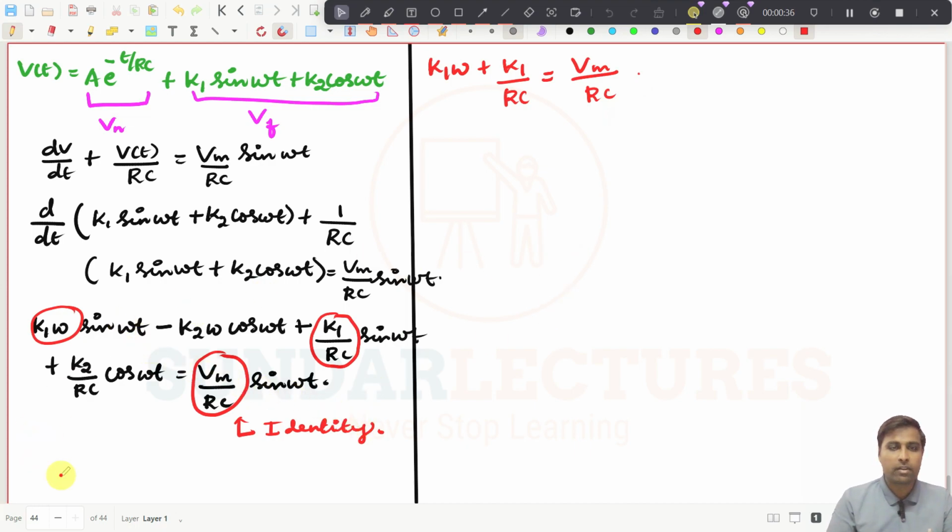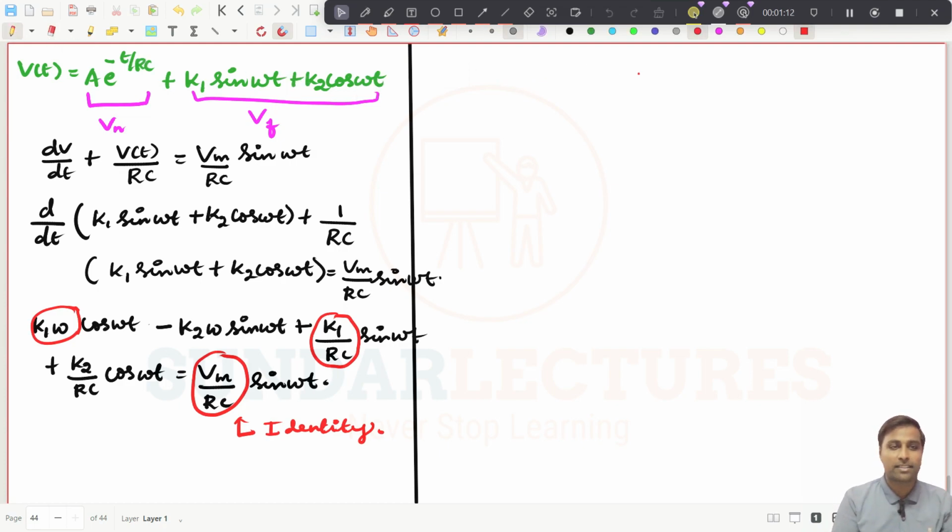Anyhow, maybe any mistakes? Oh, okay. One minute. You see, differentiating this sine omega t, you will get cos omega t, right? So this value will be cos omega t. Here, differentiating cos omega t, I am getting sine omega t. I have to get sine omega t, right? So this value will be sine omega t. That is why I am just seeing why this is coming.